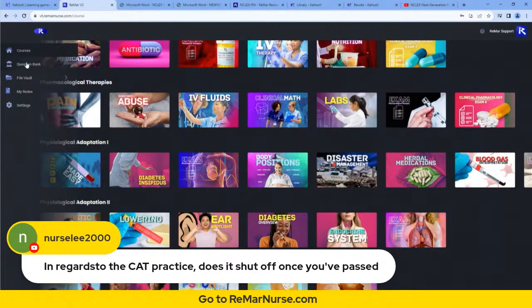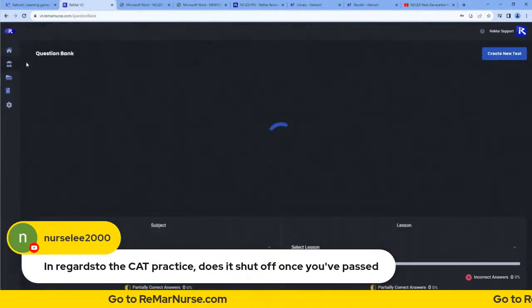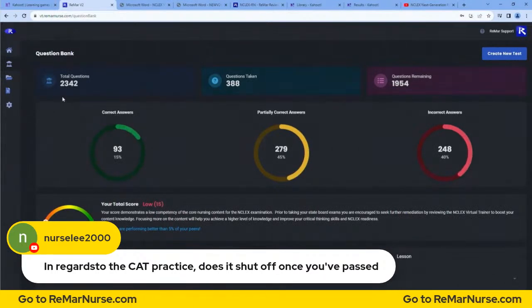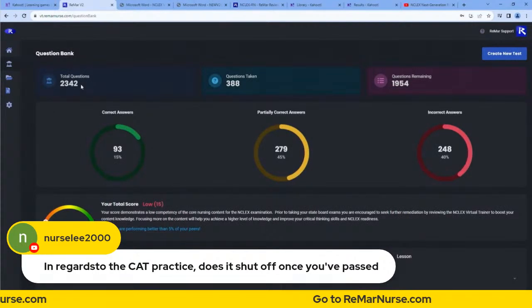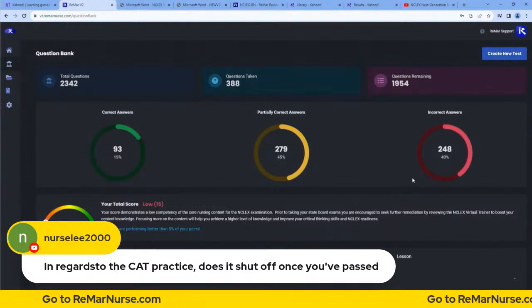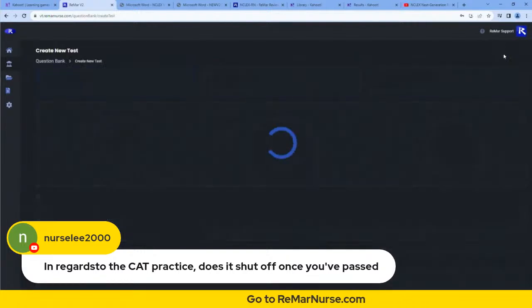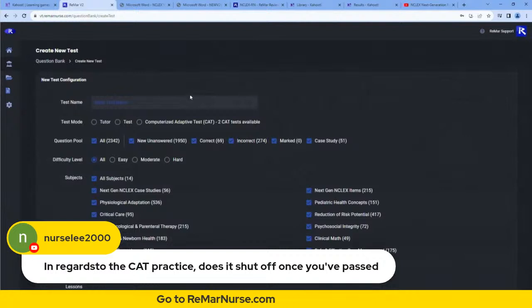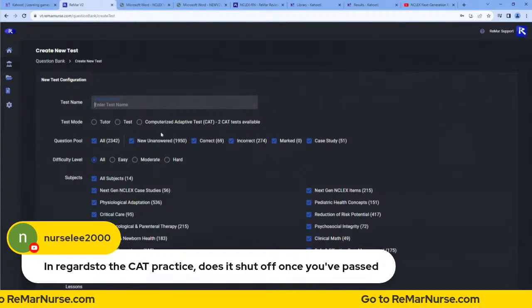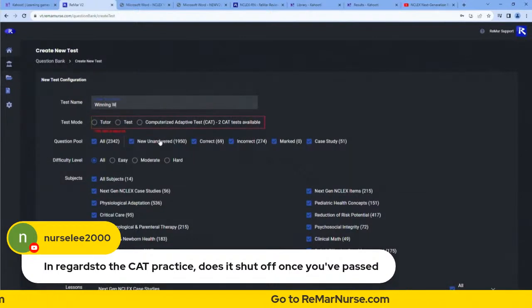So you can go to the question bank. When you go to the question bank, it will show you how many questions are there in total. So there's over 2,000 questions. You'll see the ones you got right, the partially correct ones, the incorrect ones. And then when you create a test in V2, you're going to go to create a test. You have to name your test in V2. So we can just name this Winning Wednesday. Okay. Anyways. You can do a test mode.